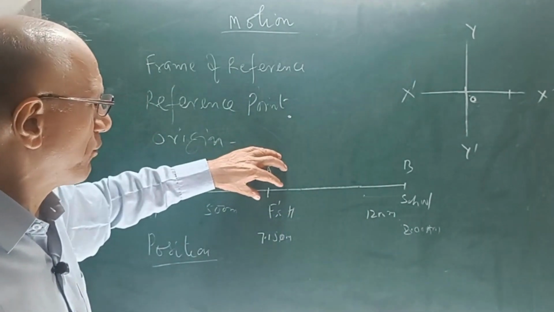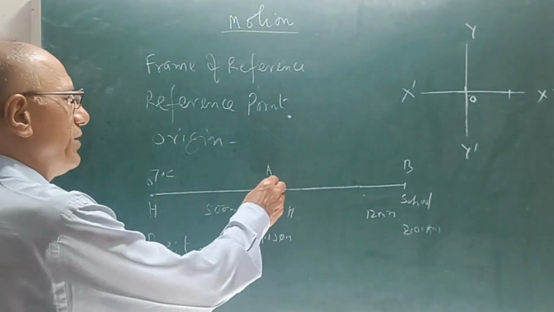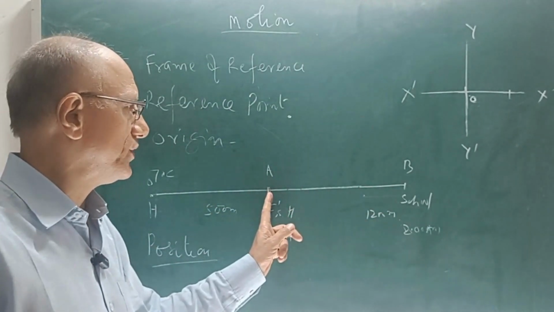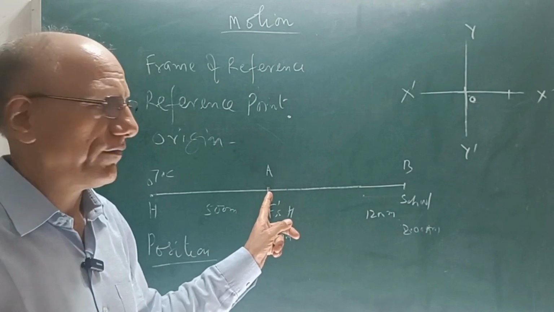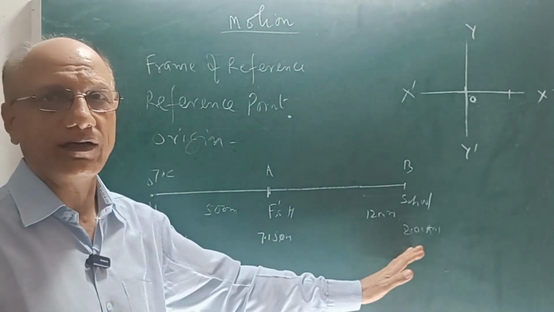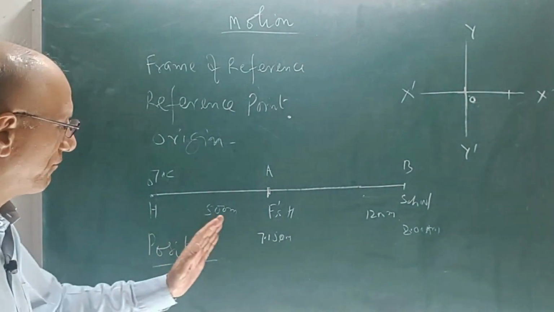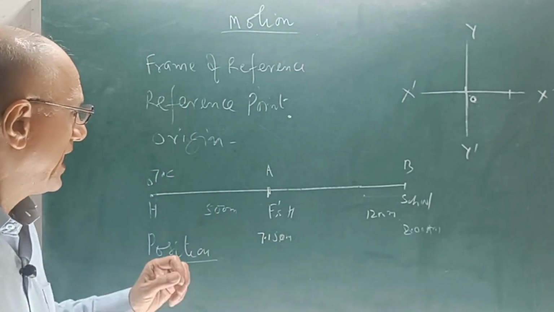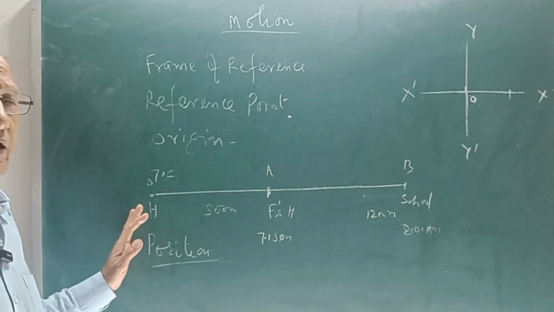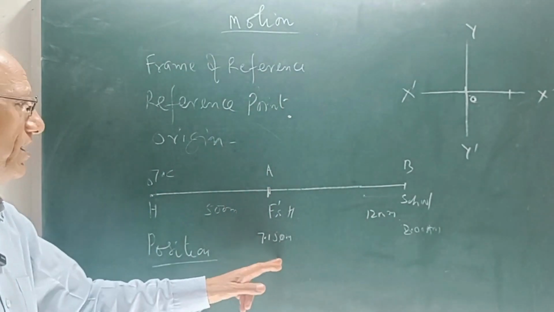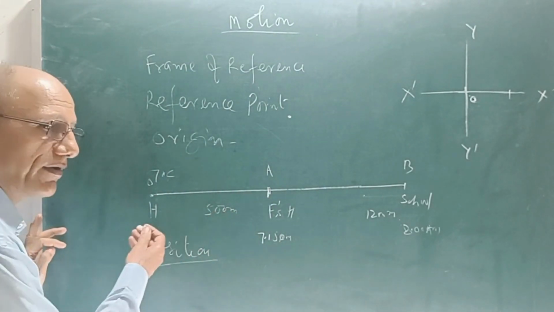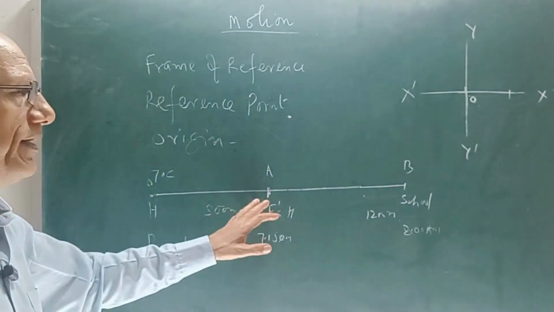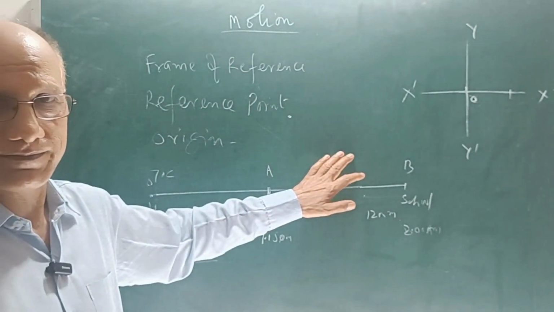But if the reference point is changed, suppose we take the reference point as the house of your friend, then at 8 a.m. the position of you both is 700 meter, and at 7:15 the position of you and your friend was 0. And at 7 o'clock the position of your friend was 0, but your position was minus 500 meter because you are 500 meter behind. So when you change the reference point, the values are going to change.